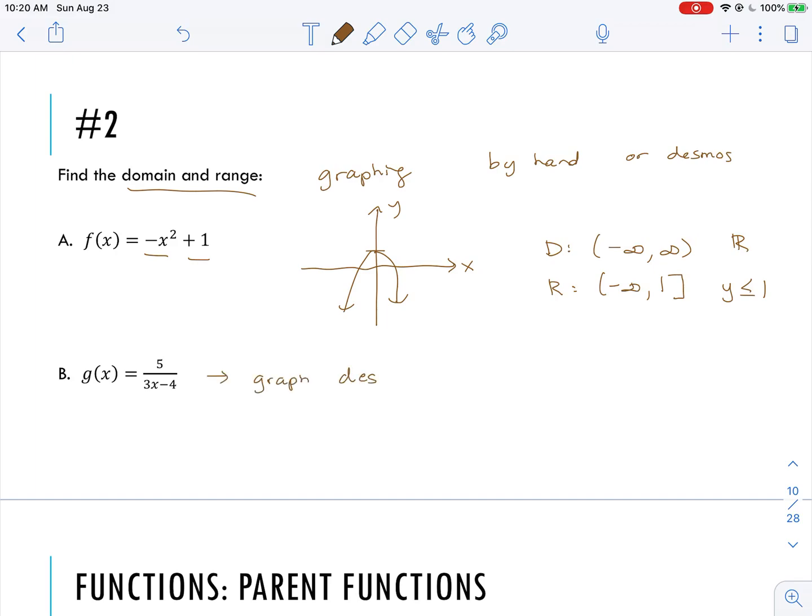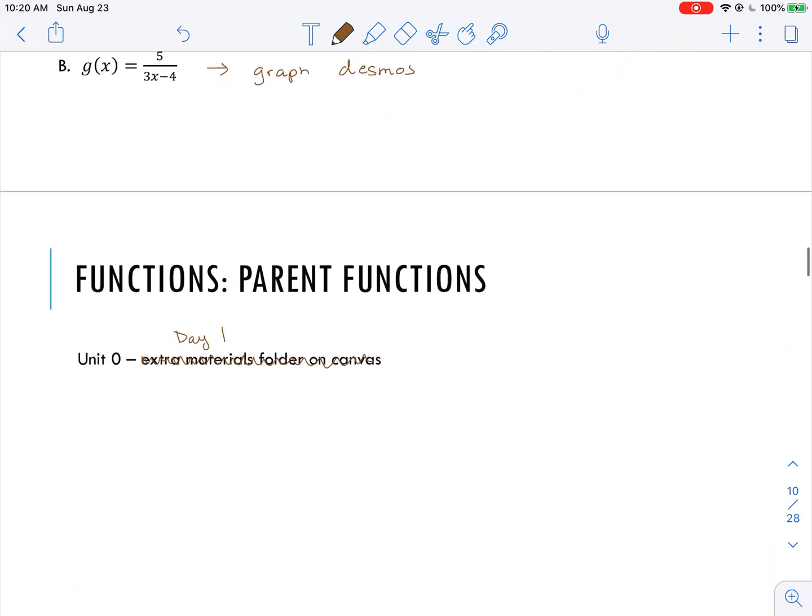For B, go ahead and graph this on Desmos, and then see if you guys can come up with the domain and range of B, and then you guys can check it against the finished notes.